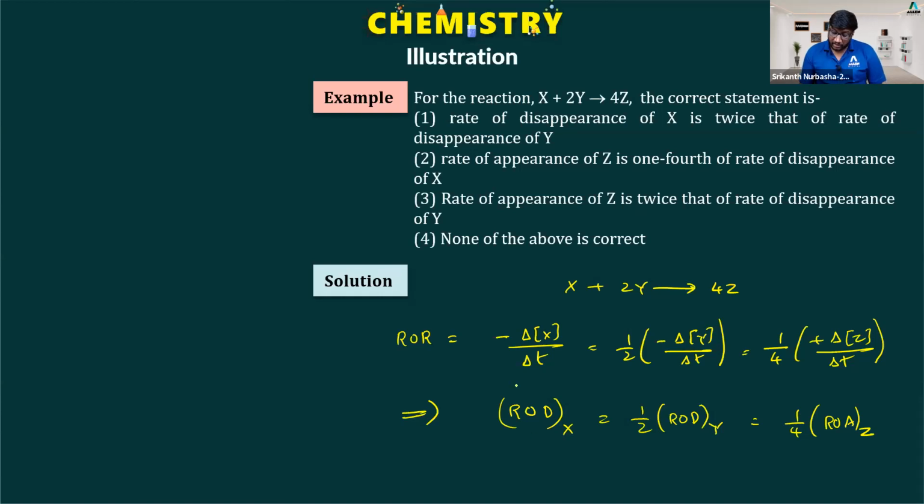So I can write here rate of disappearance of x is twice that of disappearance of y. That is wrong. Rate of appearance of z is 1/4 of rate of disappearance of x. No, rate of appearance of z is 4 times that, that is also wrong. Rate of appearance of z is 4 by 2, 2 times that of rate of disappearance of y. So option 3 will be the right option. None of the above is correct, this is also wrong. Okay, option 3 will be the right option.